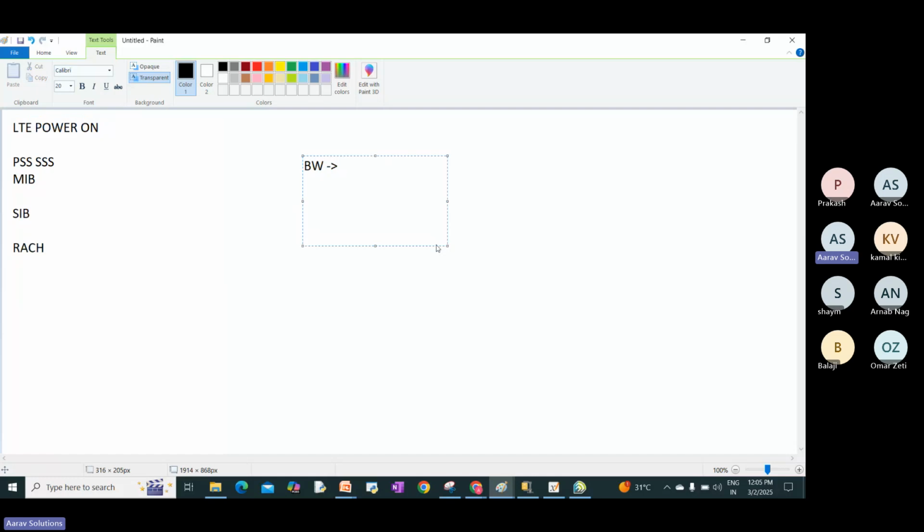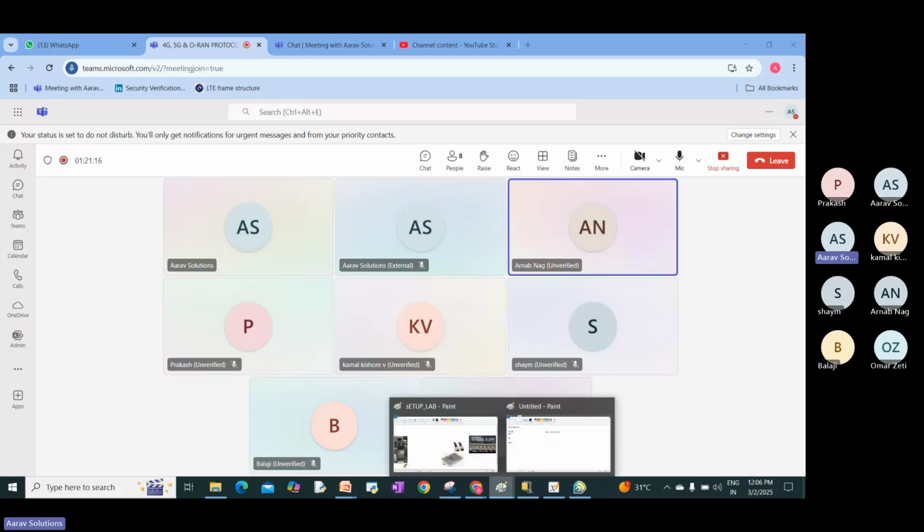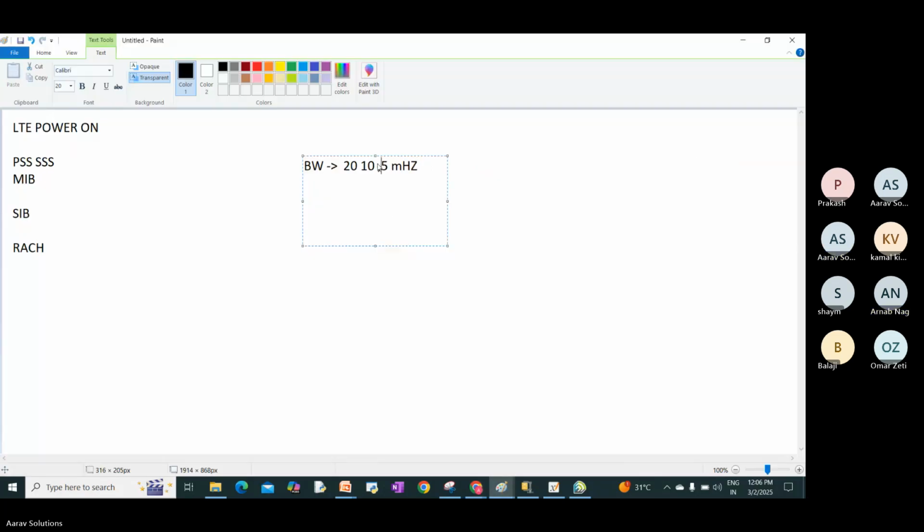Bandwidth you guys are aware of, like 20 megahertz, 10 megahertz, 5, in megahertz, as you are aware of the bandwidth in LTE, right? So anyone, where can you see this bandwidth in the log? Anyone? Shyam, Kamal, Prakash, Balaji, Omar, guys, any idea? Okay, no issue. So the point I want to highlight is, this bandwidth we can see in the MIB.